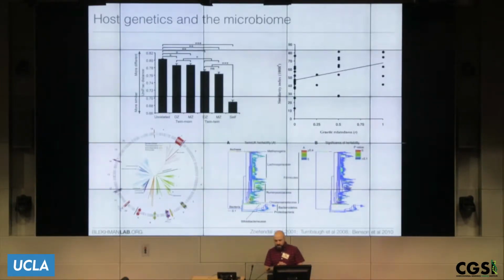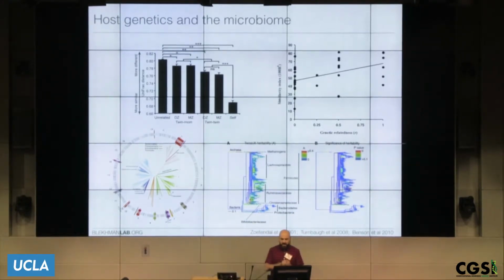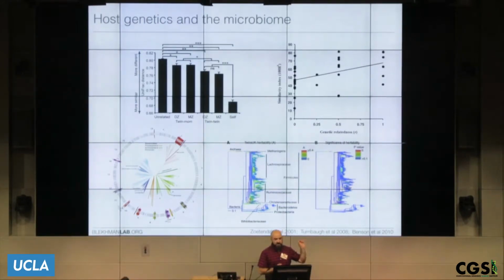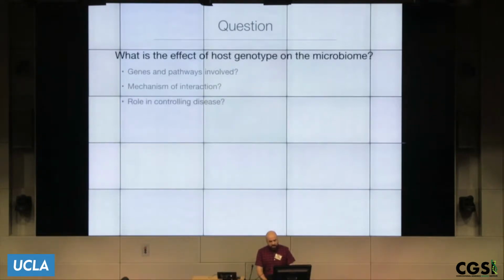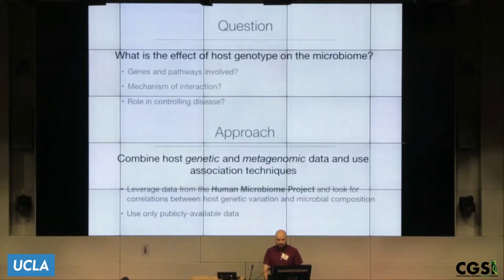Okay, so taking all these studies together as the starting point to what we're doing, it seems like there is an effect of host genetics on the microbiome, but it's really hard to quantify it, and it's really hard to pinpoint the specific genes and loci that are associated. So what we wanted to do with this project is look at the effect of host genotype on the microbiome. We want to see which genes and which pathways are involved. We want to understand the mechanism of interaction. We want to see the role also in controlling disease.